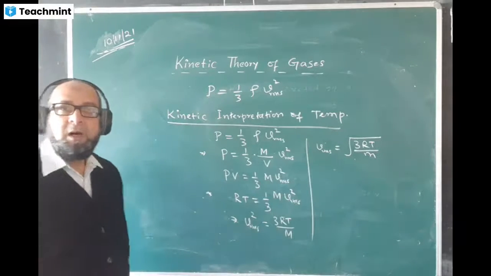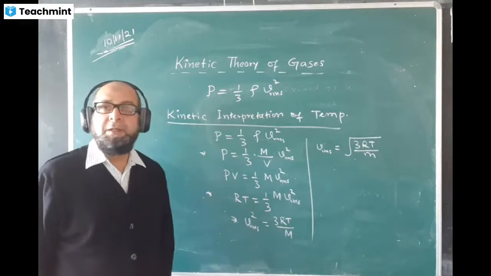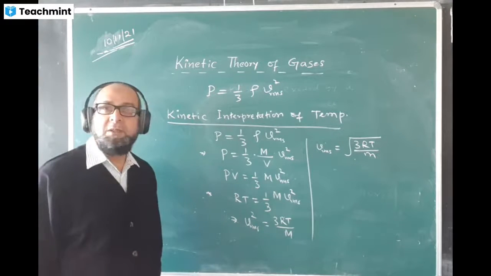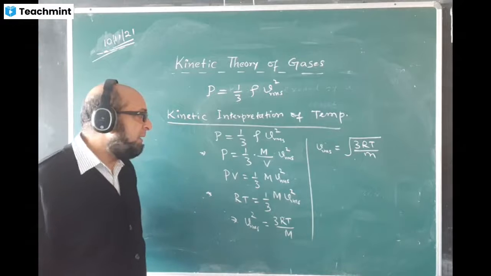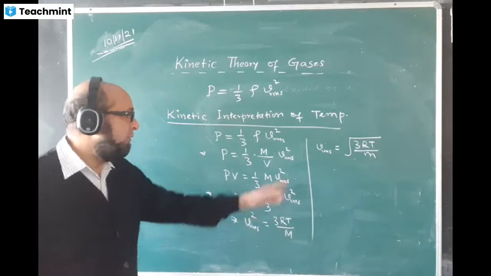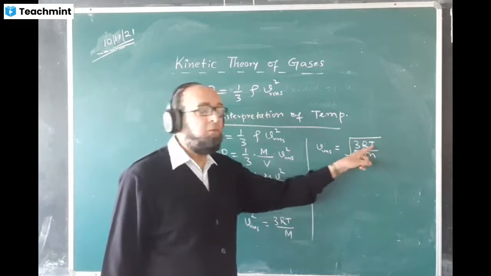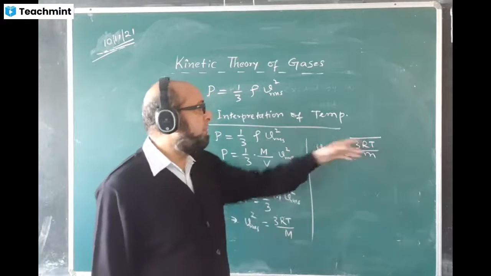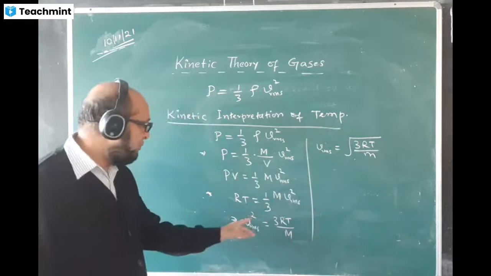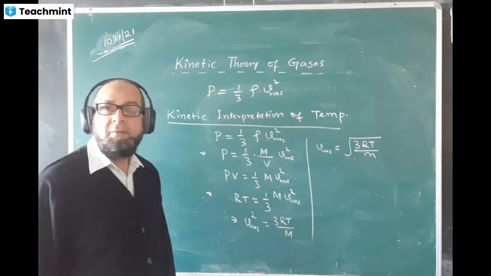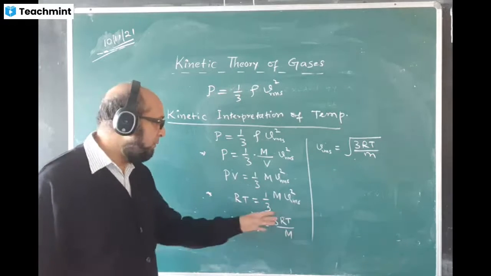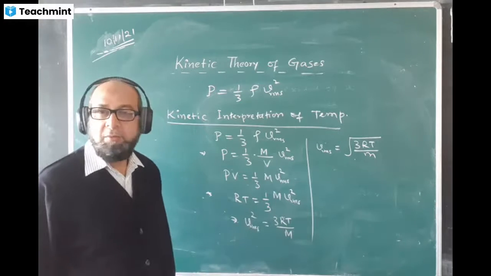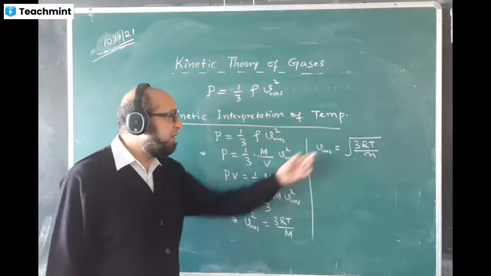That is how RMS velocity is related to the temperature. Of course, T is the absolute temperature. How is it related? We say V_RMS is directly proportional to the square root of absolute temperature, or V_RMS square is proportional to T. So this is the conclusion we have, this is the relationship.